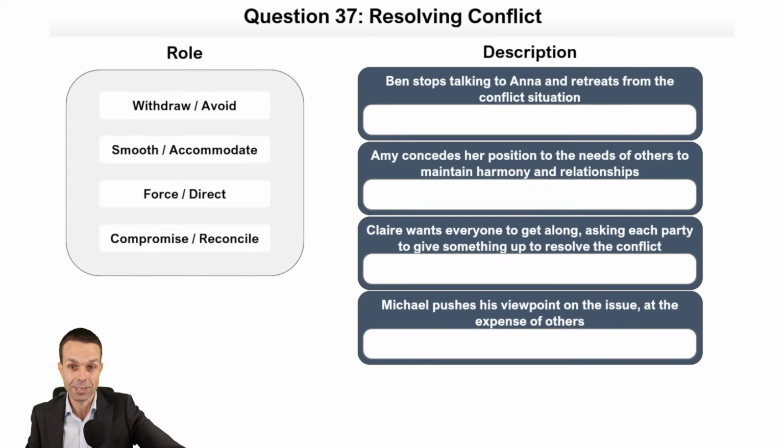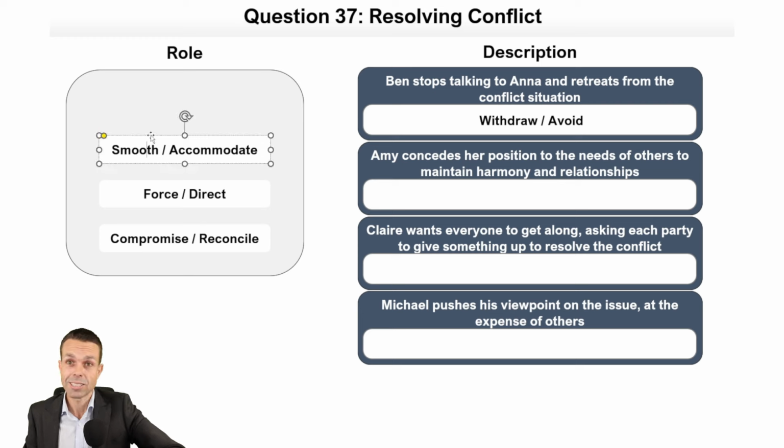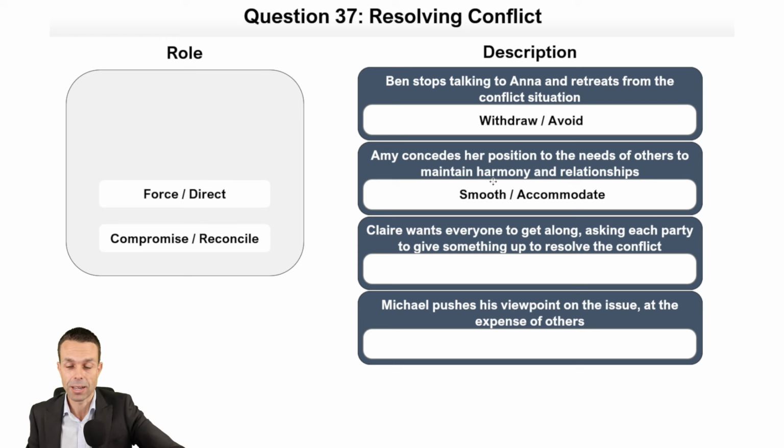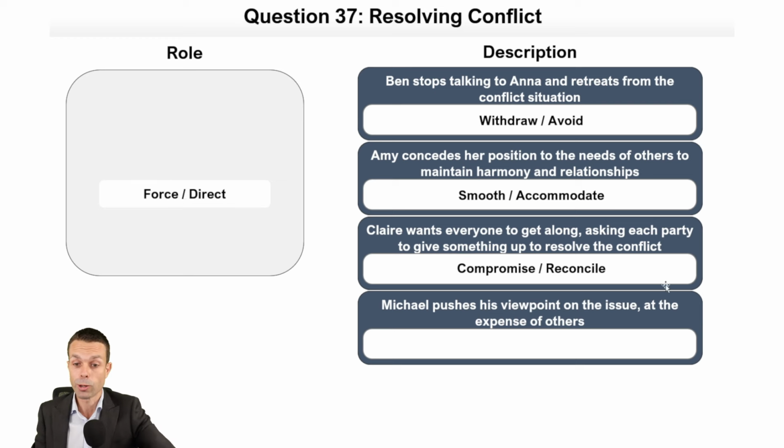All right, couple to go in this little section. What have we got here? Ben stops talking to Anna and retreats from the conflict situation, resolving conflict. This is withdrawing and avoiding the situation. And we'll look at this in a second, but I think that's either a lose-lose situation or a lose-win situation. But let's see, Amy concedes her position to the needs of others to maintain harmony and relationships. She is accommodating her position, so accommodating other people. Claire wants everyone to get along and asking that each party gives something up to resolve the conflict. Claire is compromising here. And Michael pushes his viewpoint on the issue at the expense of others.